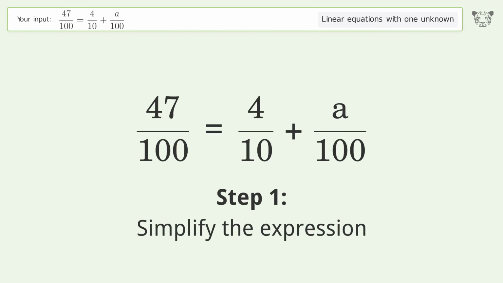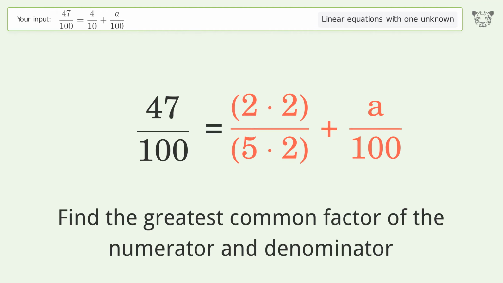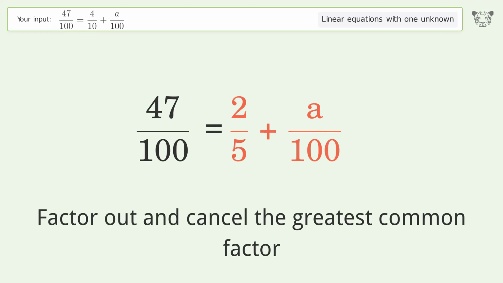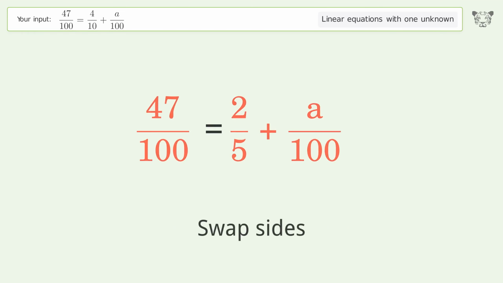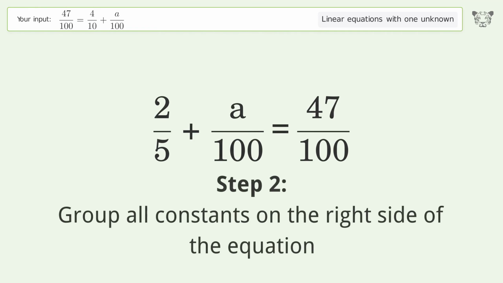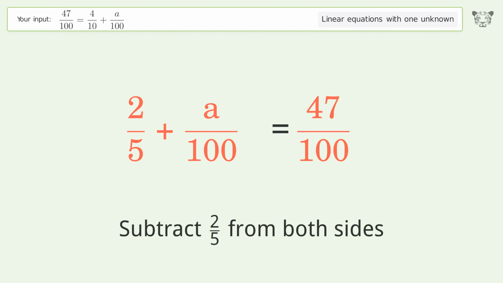Simplify the expression. Find the greatest common factor of the numerator and denominator. Factor out and cancel the greatest common factor. Swap sides. Group all constants on the right side of the equation. Subtract 2/5 from both sides.